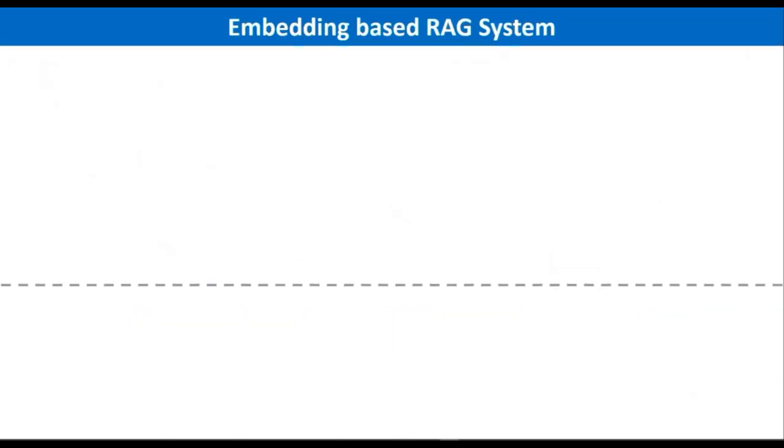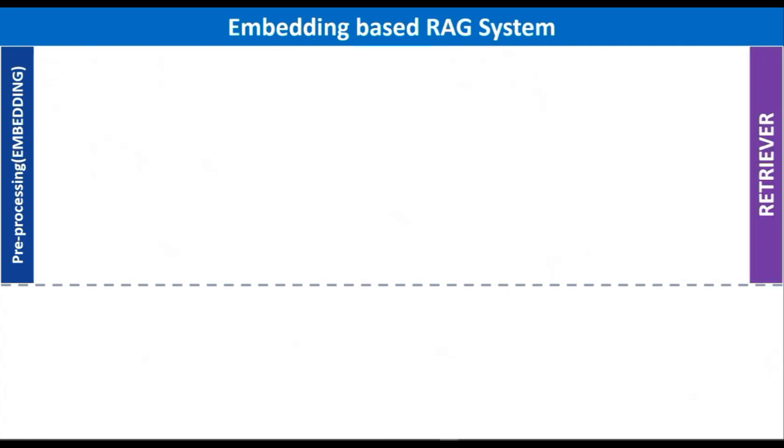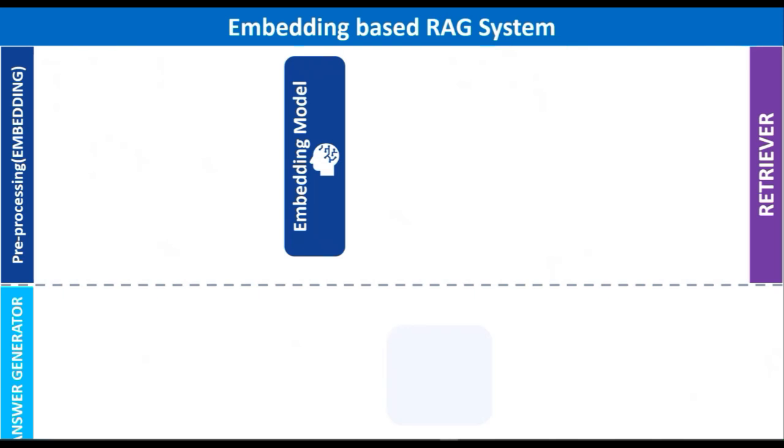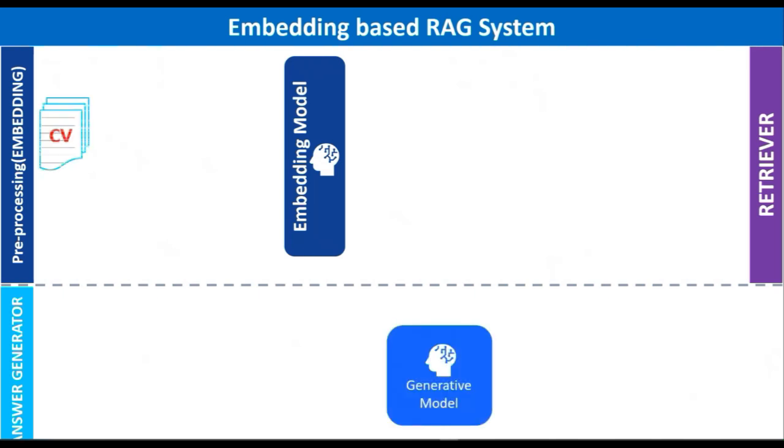The other retriever type which we have implemented in our use case is the embedding based retriever. This slide explains that part of the logic. We have a pre-processing unit, a retriever, an answer generator, an embedding model, and a generative model. The process starts with a set of documents, which is the set of CVs.